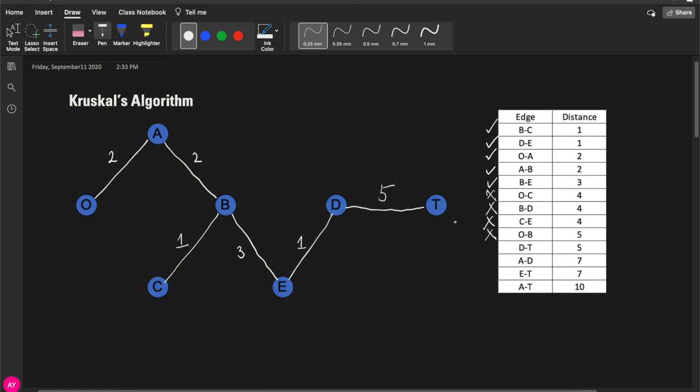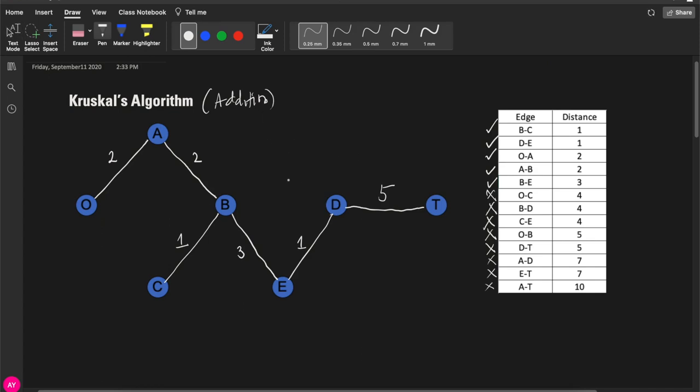And in fact, at this point, we can actually stop the algorithm. Why? Because given that we have 1, 2, 3, 4, 5, 6, 7 nodes, we actually only need 6 edges to be able to get a spanning tree. And in this case, we already have 6. 1, 2, 3, 4, 5, 6. So surely all of these remaining edges will not be added. No? Remember, this is addition. Okay? All of these remaining edges will not be added to the graph.